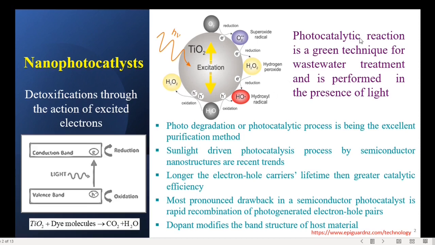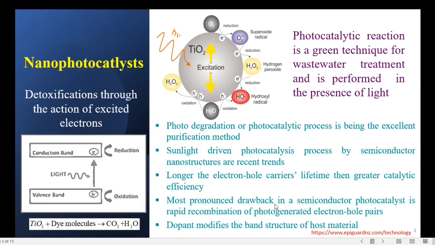The photocatalytic reaction is a green technique for wastewater treatment and is performed in the presence of light. The photodegradation or photocatalytic process is an excellent purification method. Specifically, the sunlight-driven photocatalysis process by semiconductor nanostructures is a recent trend. Likewise, the longer the electron-hole carrier's lifetime, the greater the catalytic efficiency of the semiconductor.